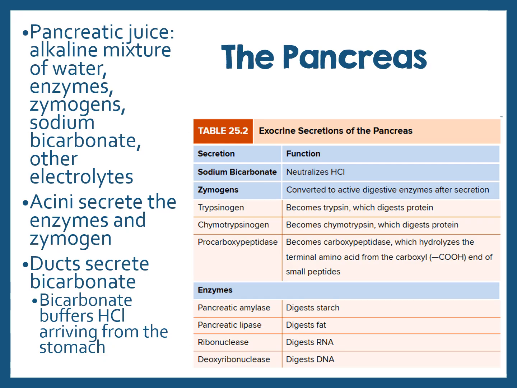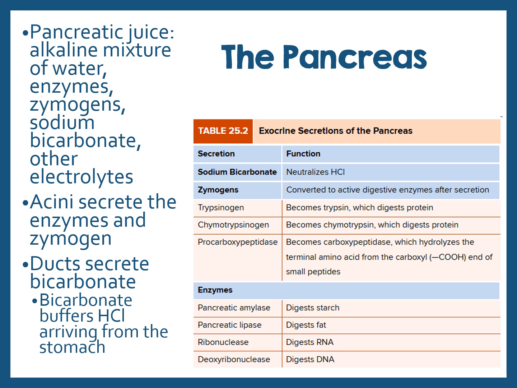And so these pancreatic juices that are released, it is a watery, basic, or alkaline mixture. And what makes it basic is that sodium bicarbonate that's inside of it, some electrolytes, enzymes, and zymogens. So recall that zymogens are proenzymes. These are inactive precursors of an enzyme. So they're like the before. They're not turned on yet.